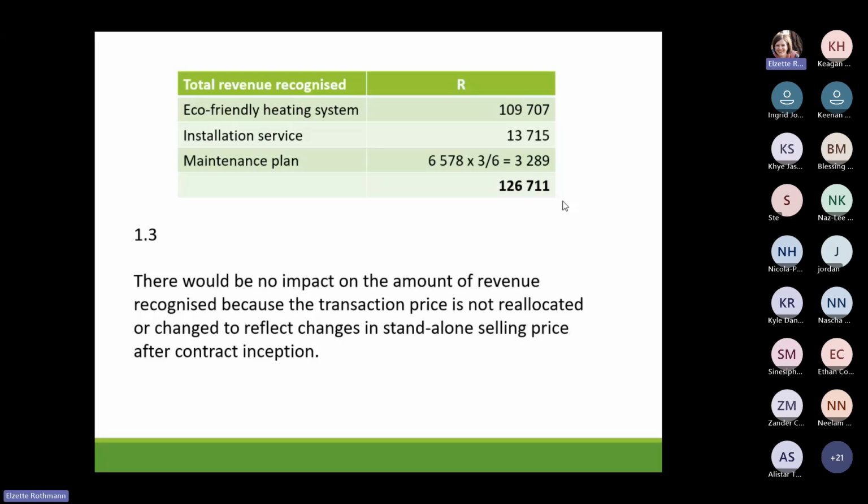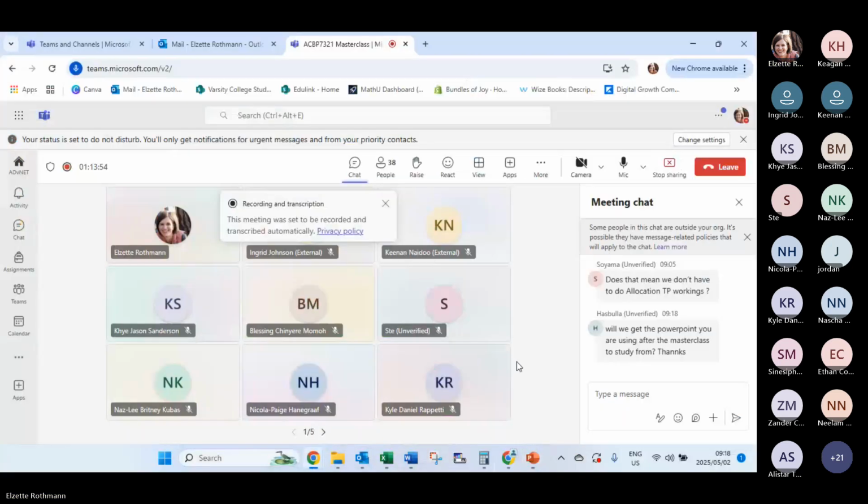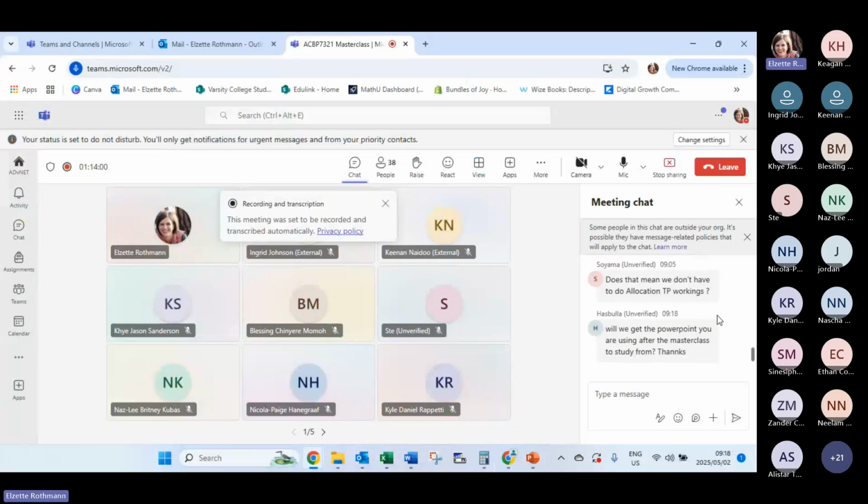Okay, any questions on the calculations there? Let's quickly see. Does that mean we don't have to do allocation, transaction price workings? So I just need you to maybe explain that a little bit more.